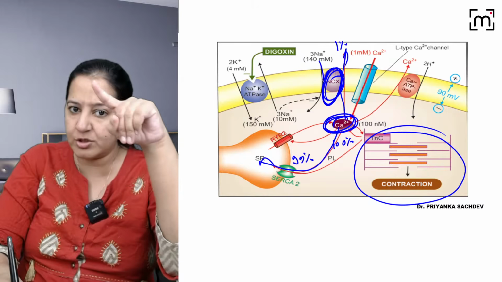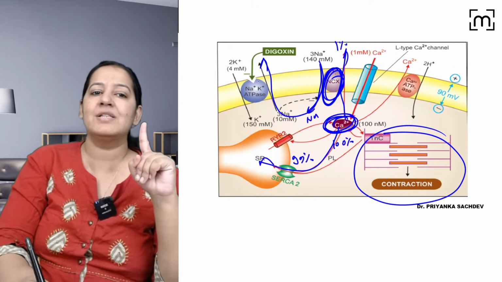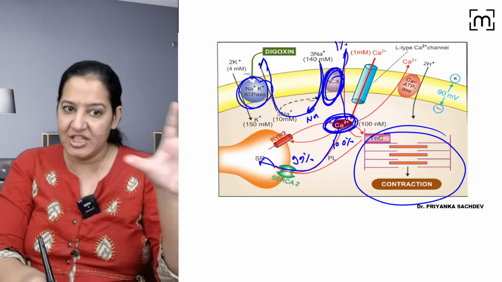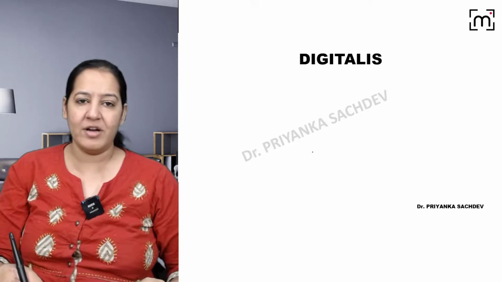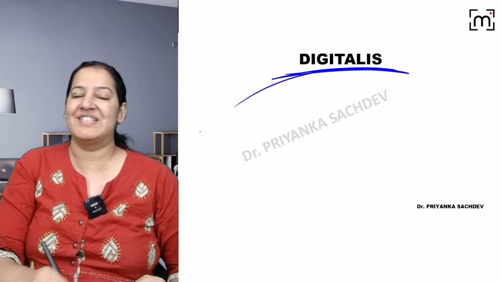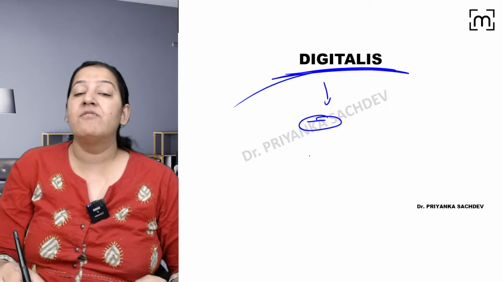In exchange for it, sodium is coming in. Whatever sodium is coming in is going out by the sodium potassium ATPase, and in exchange potassium is coming in. You got it? Give me a thumbs up, everyone. David, you got it? Now tell me the mechanism of action of Digitalis. Who will tell me? What does it do? Digitalis inhibits. What does it inhibit?